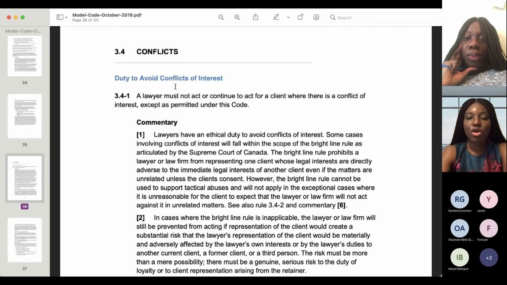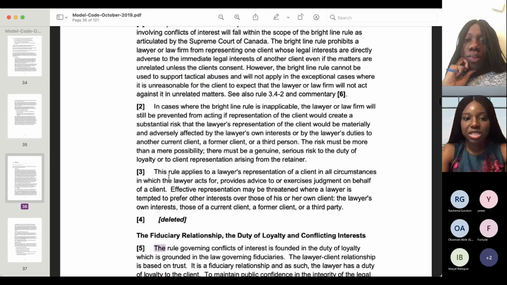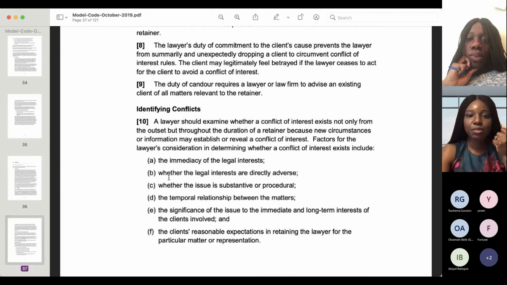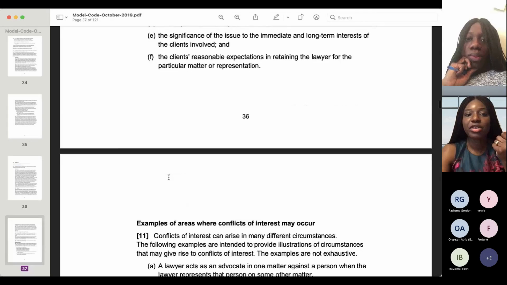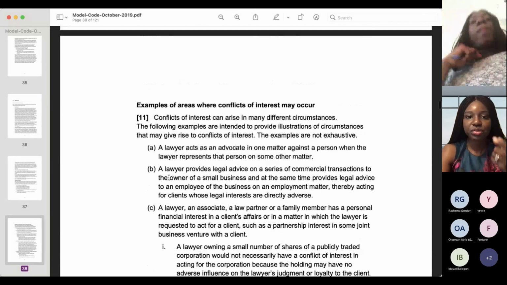Now, rule 3.4 talks about conflicts of interest. And the only rule in 3.4-1 is a lawyer must not act or continue to act for a client where there's a conflict of interest except as permitted under this code. Obviously, that is general and vague. So you have so many commentaries to explain what these conflict of interest areas are. And like I said, we'll refer to this later.